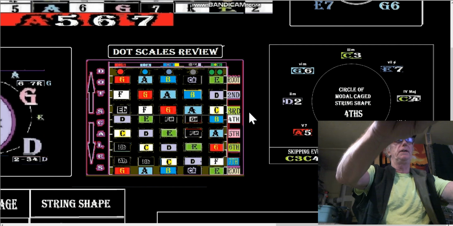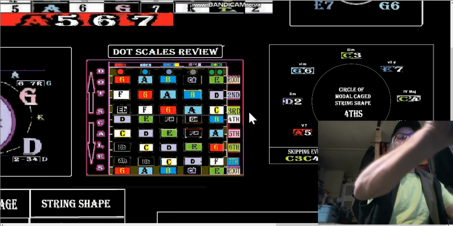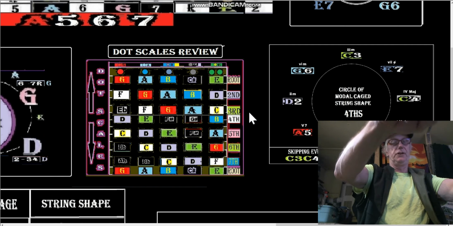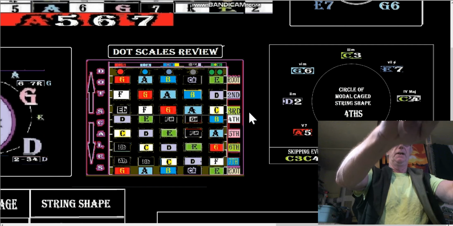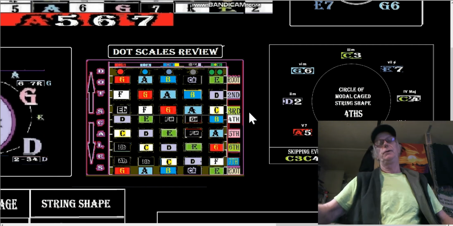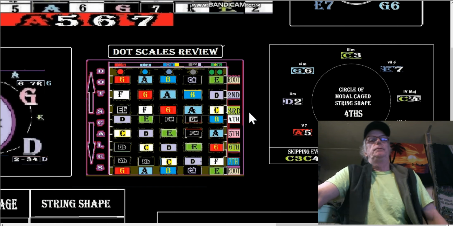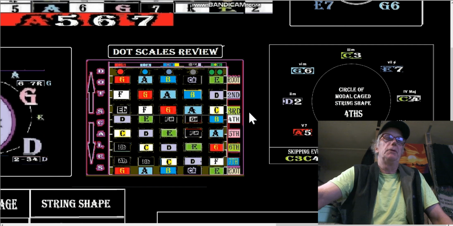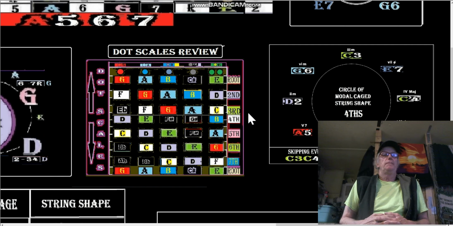E is the root of E. It's the 7th of F, 6th of G. These are all my notes. E is the 5th of A, the 4th of the key of B, and the 3rd of the key of C. So right there, you know that any one note can be any of 7 different scale members of 7 different keys. So that only leaves 5 more keys to worry about.